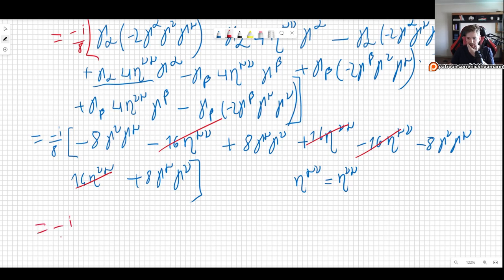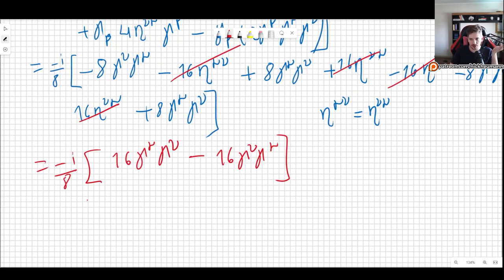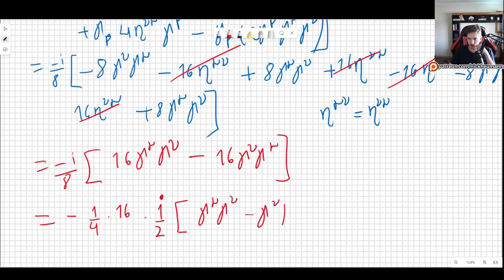Okay, so we get minus i over 8 times 16 gamma mu gamma nu and then minus 16 gamma nu, gamma mu. Whew. So what we have here, we can factor out the 16 and we can write this as minus, and then we have, let's see, 1/8 is 1 over 4 times 16 times 1 over 2, or rather i over 2. And then we have gamma mu, gamma nu minus gamma nu, gamma mu. And I wrote it like this because now it is very apparent that we have minus 4 sigma mu nu.